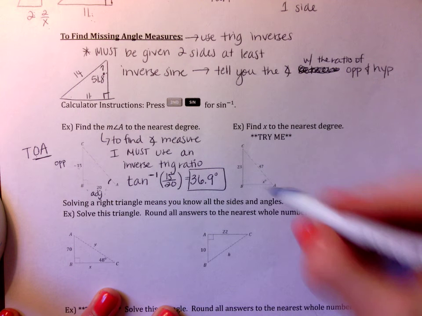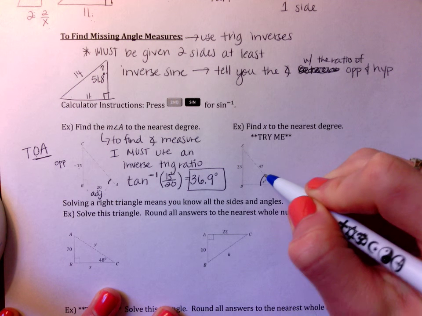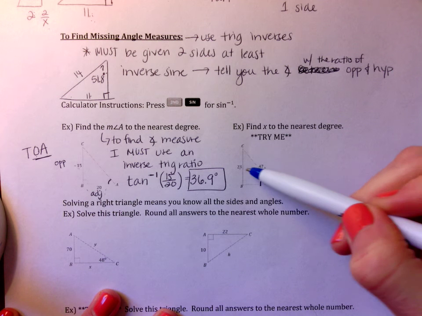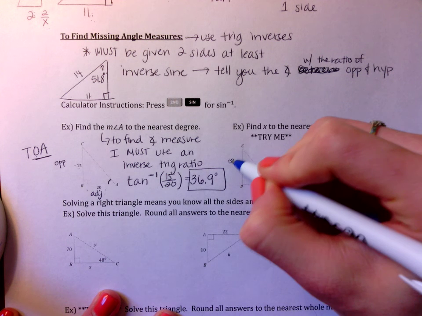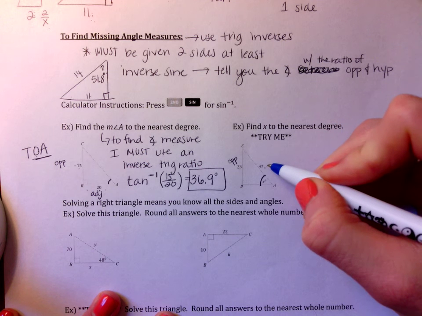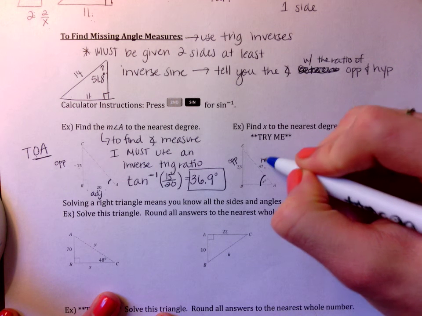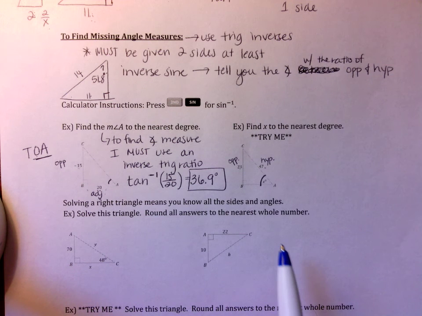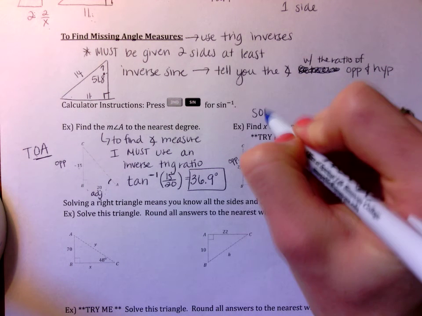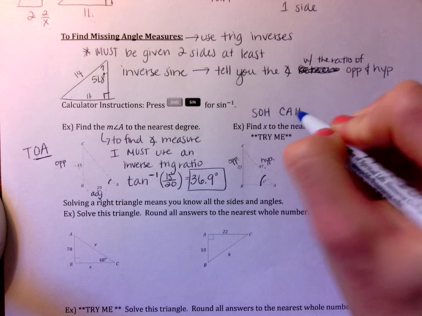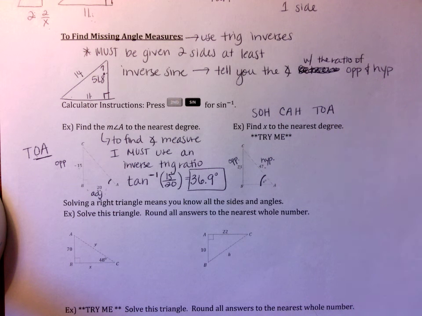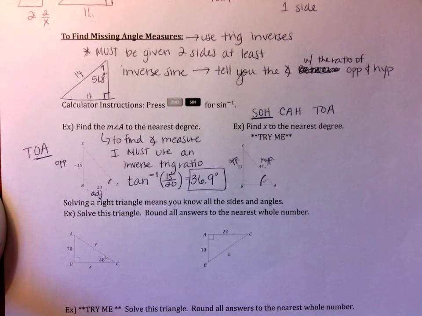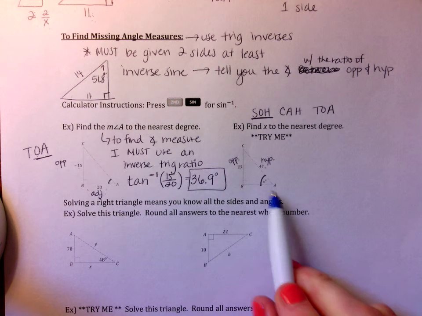So this one we're trying to find angle X down here, but we're given two sides. We're given the opposite side. What's this one? Yes, it's the hypotenuse. Hopefully you said that. What is the only one from SOHCAHTOA that has opposite and hypotenuse? That is sine. So we know we want to use the inverse sine because we're looking for an angle.